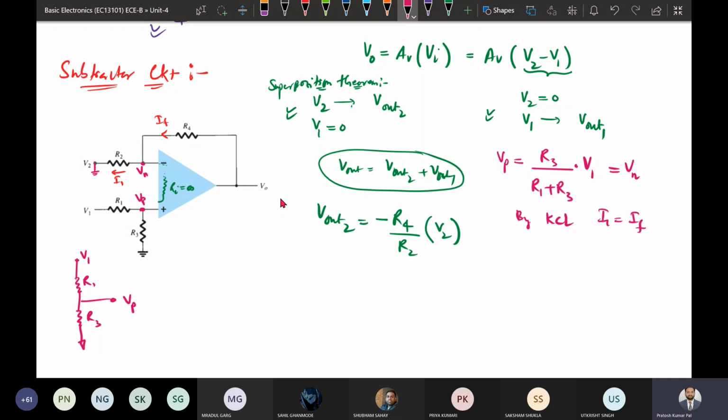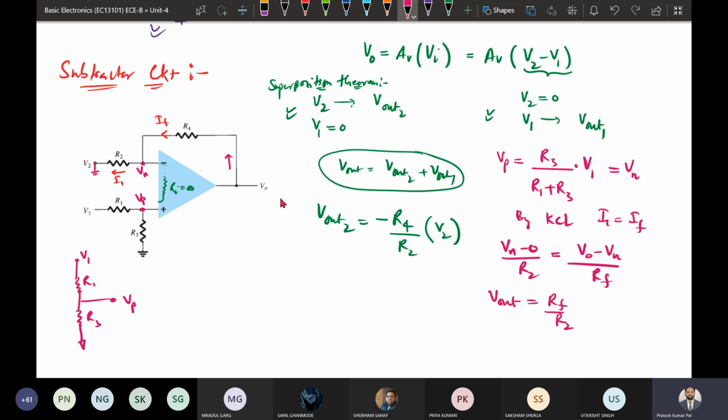So I1 will be, this is at high and this is at low because this is at ground, so Vn minus 0 divided by the resistance, that is R2, will be equal to the current flowing from here to here. So it is V output minus Vn divided by Rf, and Vn is nothing but the Vp itself. So here we can get the value of V output.